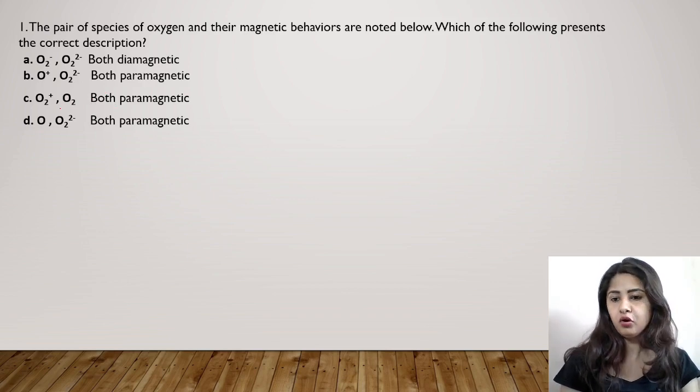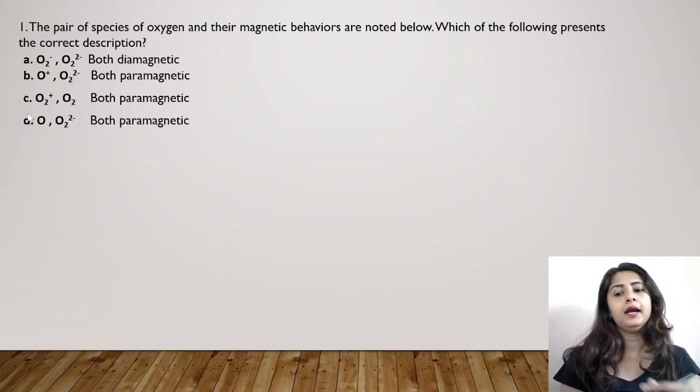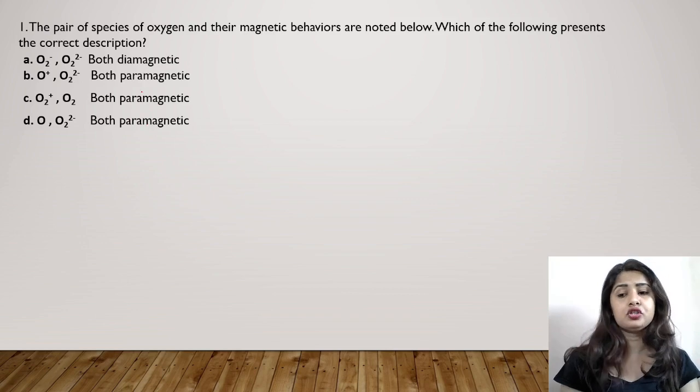So we are given with oxygen atoms, ions and molecule and molecular ions, and we are given with diamagnetic, paramagnetic. So which of the descriptions matches, right?